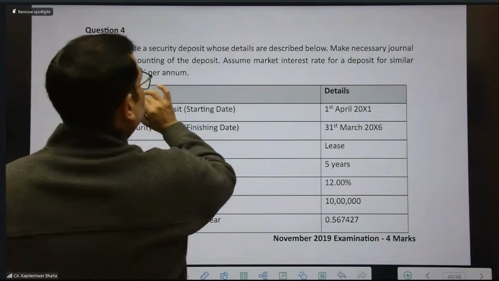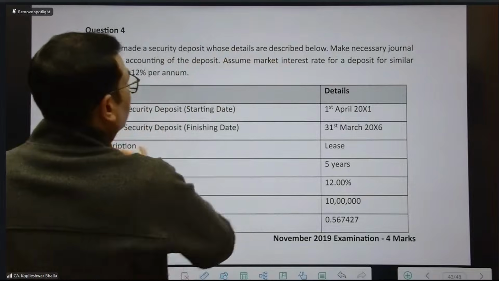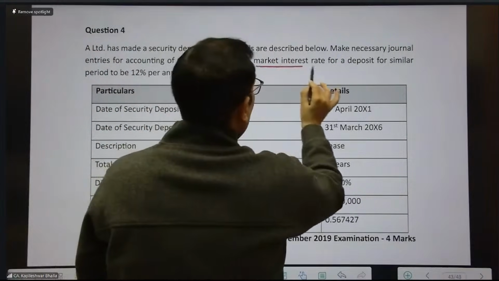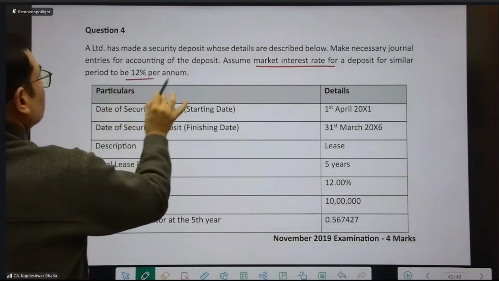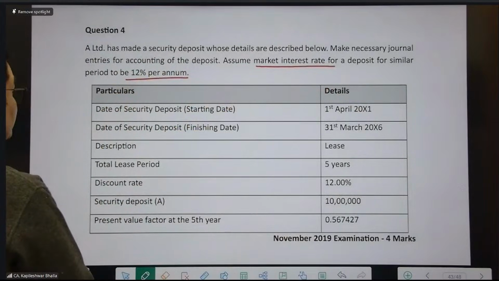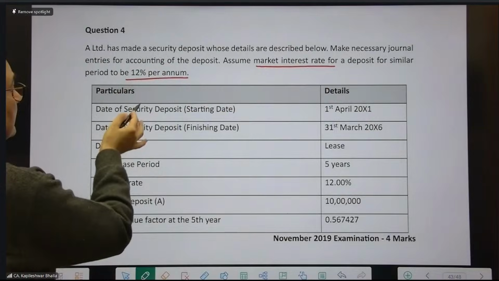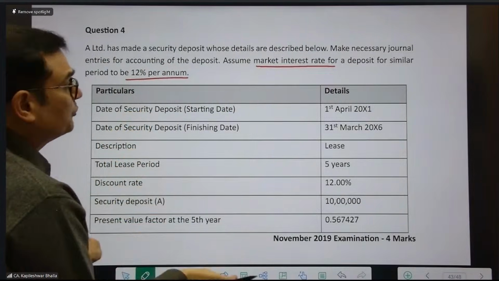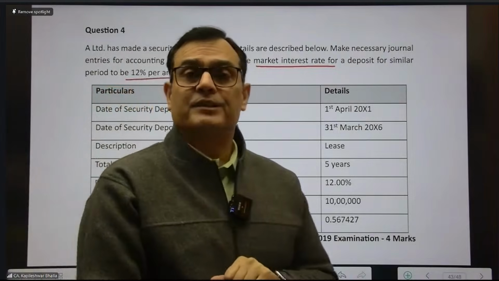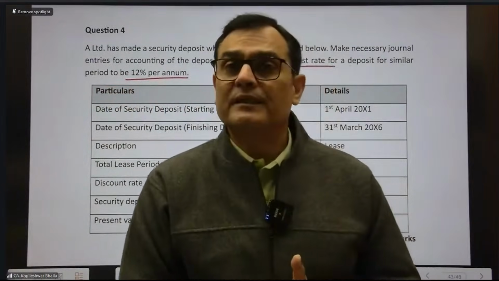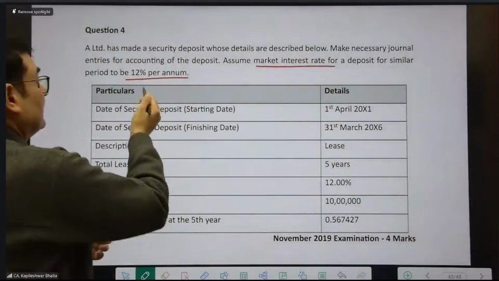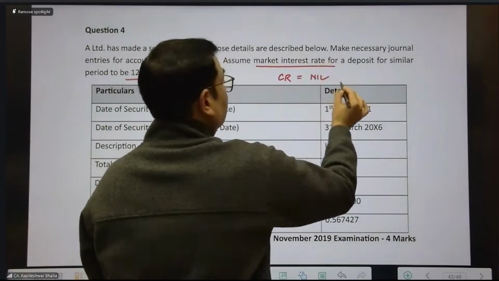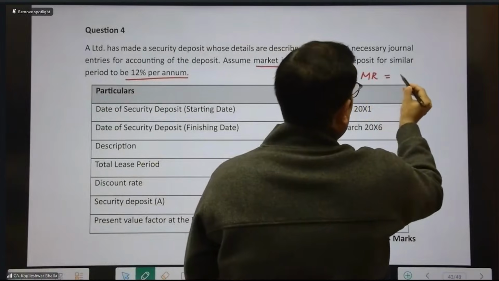It says A made a security deposit whose details are given below. Make necessary entries for the deposit. Assume that the market rate of interest for a similar period is 12% per annum. If you look at the details of the deposit, it's a deposit made for a period of 5 years and I am not given any interest. The contracted rate is supposed to be 0. And the market rate in this case is supposed to be 12%. So the contracted rate is nil and the market rate is 12%.